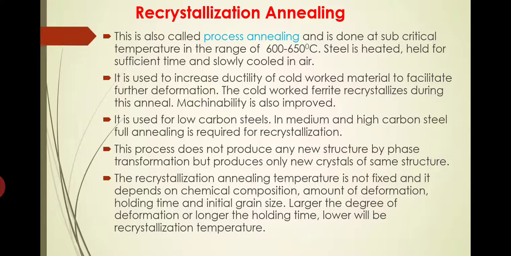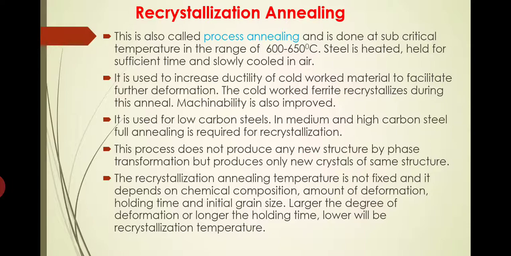See, once drawing and extrusion is done, then that plasticity will be lost. So in order to again impart that plasticity, we will be doing recrystallization annealing. It is used to increase the ductility of cold worked material to facilitate further deformation. Once we are deforming a particular material, that deformation property will be lost. So if you want to further deform, then we will again do recrystallization annealing. That means the deformation or plastic property is regained, and then we can further deform like that.